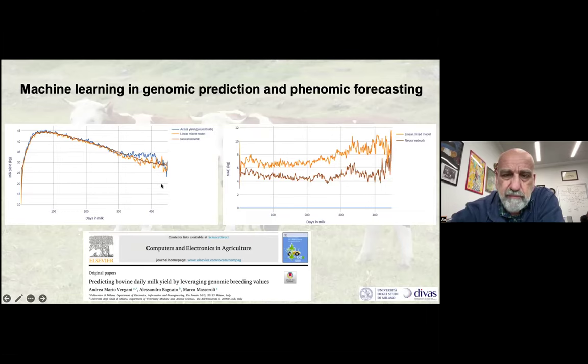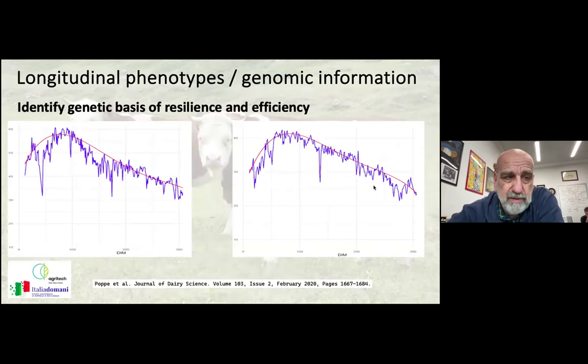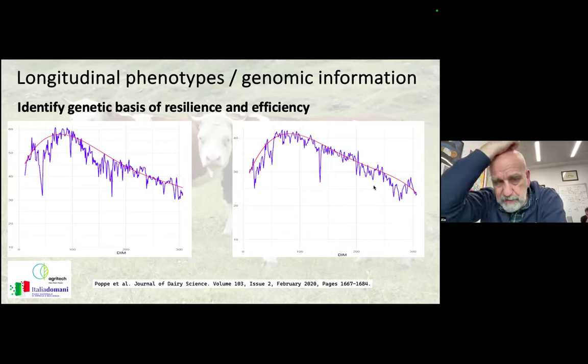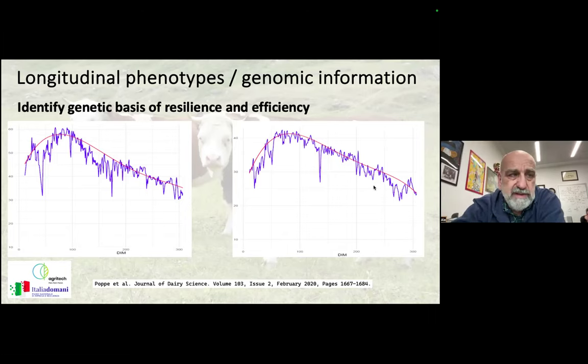Of course, we use kilograms of milk, but we can also forecast other traits like longevity, resistance to mastitis, and fertility. This was recently published in Computers and Electronics in Agriculture. On the right, you see the average of the error. The comparison was done with linear models, which is the usual prediction of EBV, and you see that the error is lower. We keep working on this. It's a work that started some time ago. But according to work developed in one of the European projects and published by Popper, we are also using the day-by-day information to identify the genetic basis of resilience and efficiency.